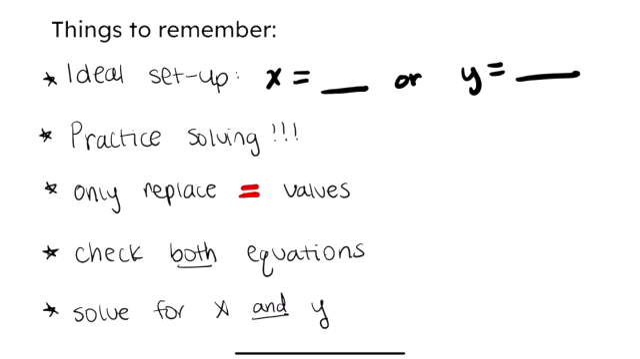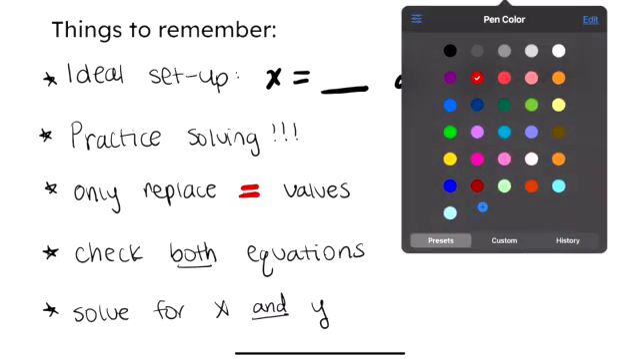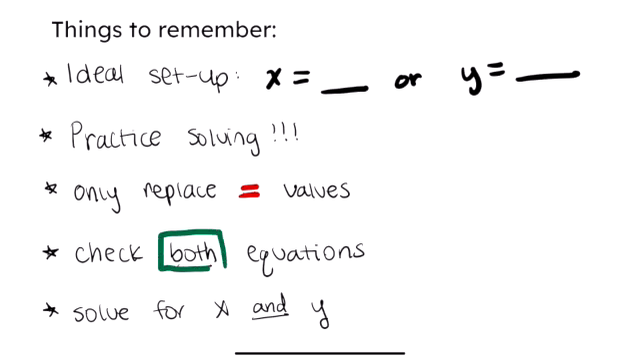The fourth thing I see a lot is when people check their work, they only check one equation. You do need to check both equations because, again, by definition, solving a system means that it makes both equations true. So plug it into both and make sure it works.